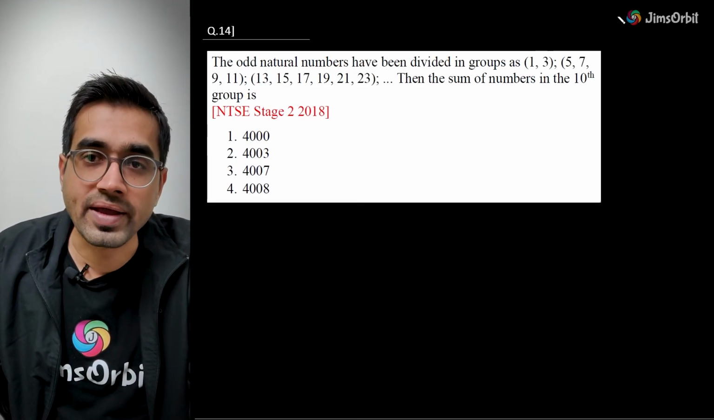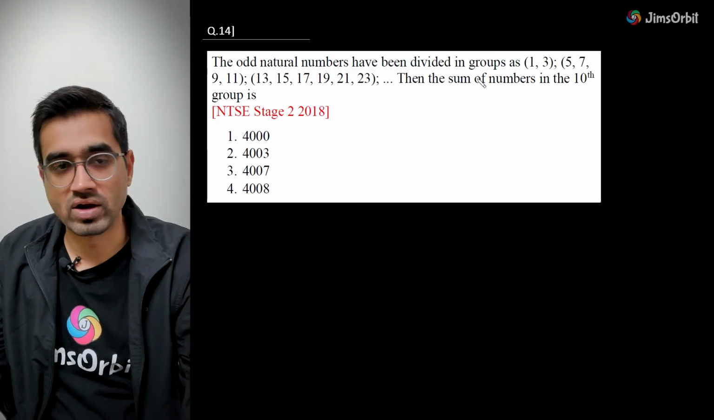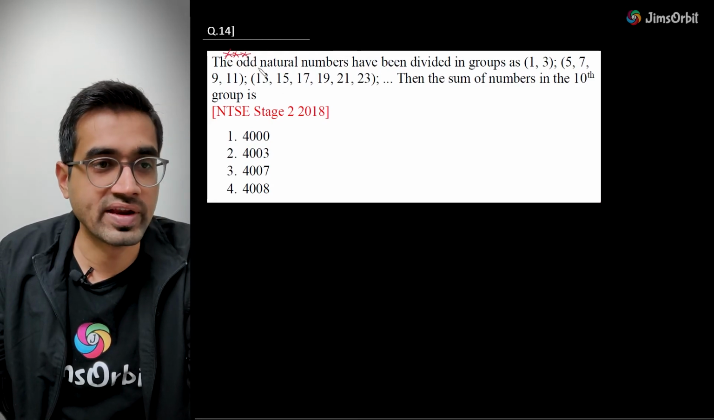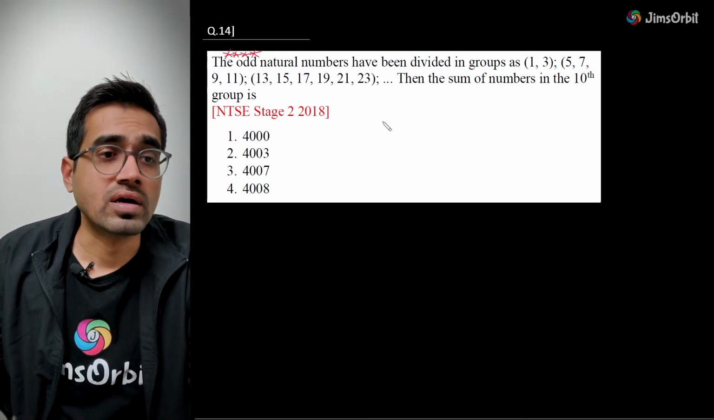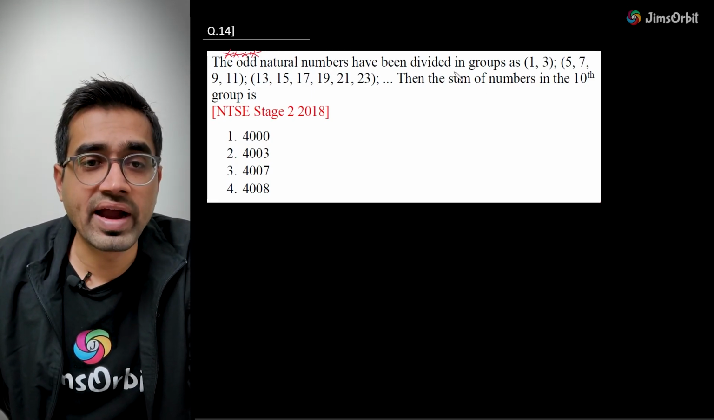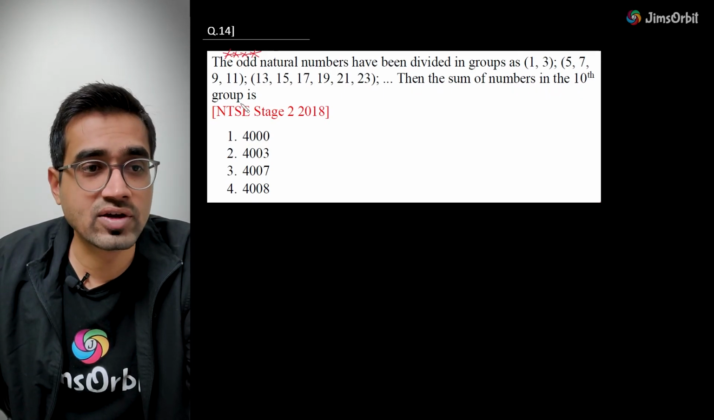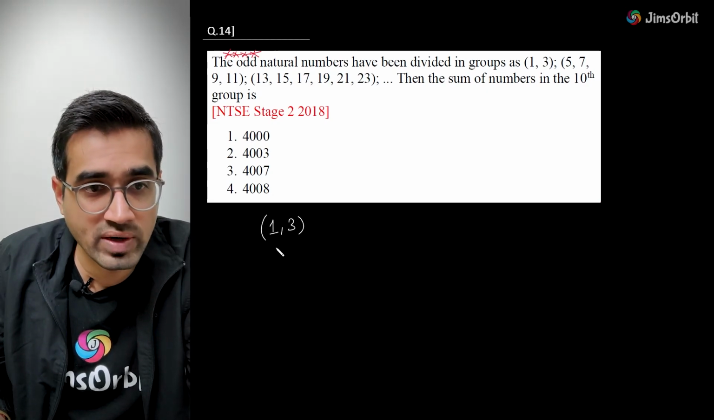Okay. The odd natural numbers have been divided in groups. Oh my God, this is a very beautiful question. Very, very good question. The odd natural numbers have been divided in groups like this. Then the sum of numbers in the 10th group. Now you just check how the groups are decided. 1, 3 is the first one.